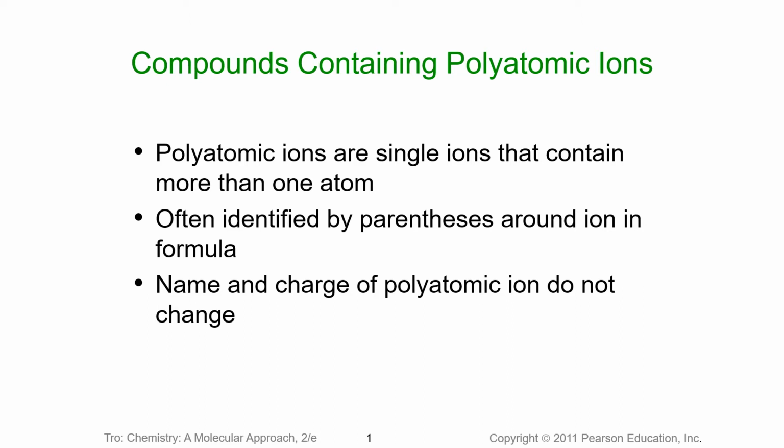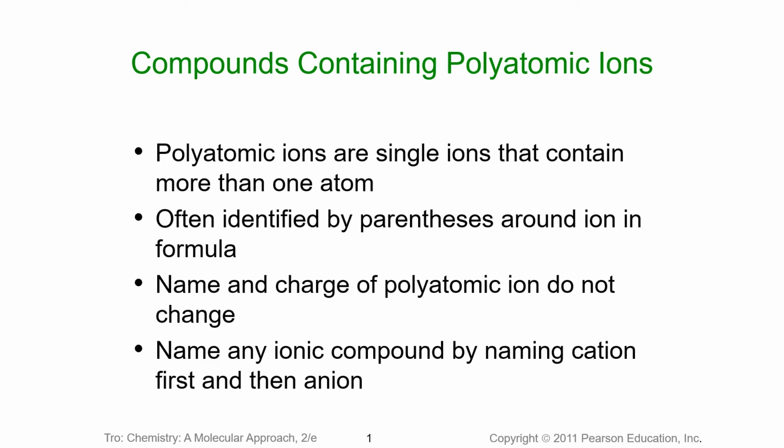The name and the charge of the polyatomic ion do not change. So the name is always the same name for that arrangement of atoms, and the charge will also always stay the same. And we name these compounds that contain polyatomic ions by naming the cation first and then naming the anion second, just as we've been doing, but now with the name of the polyatomic ions.